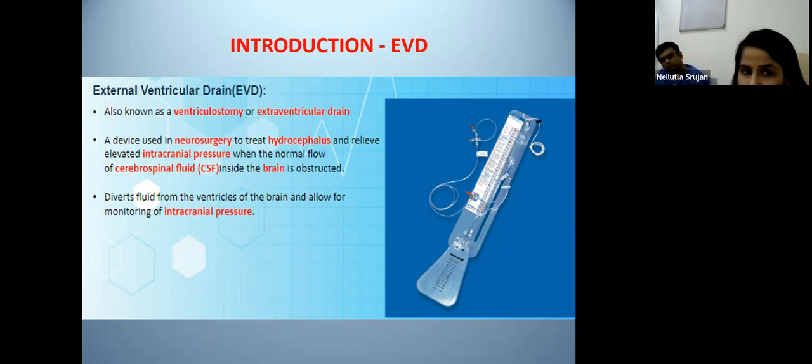This is to prevent clots in the brain. How do we determine the need for this? It shows there is an elevation of intracranial pressure. So in order to bring it to normal, we do this procedure, so that the intracranial pressure comes back to the normal level.